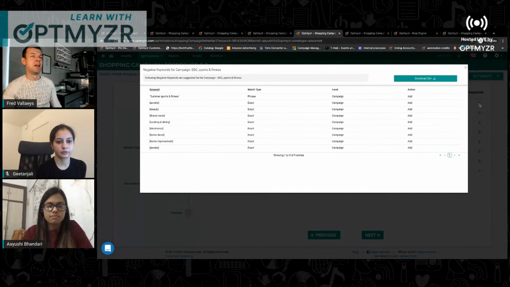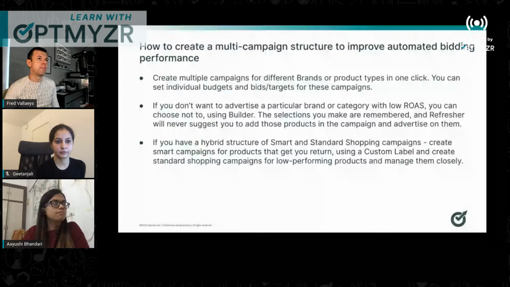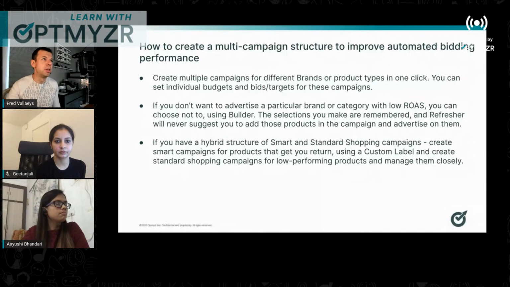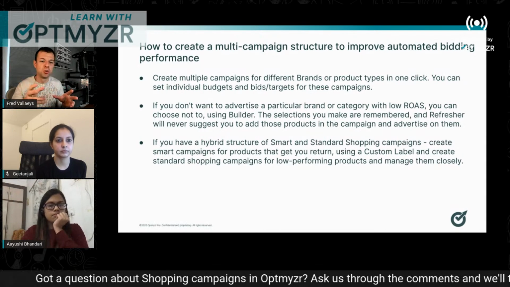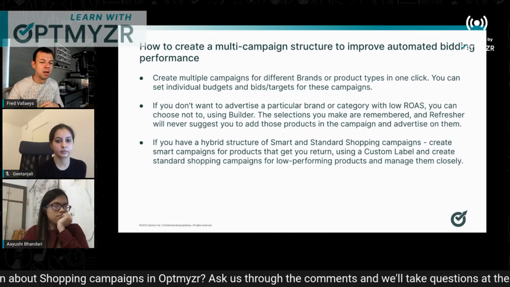Cool. Thanks for walking us through that, Aayushi. Okay, so the third one we have that we wanted to look at is how to create a multi-campaign structure. Okay, so right now we've covered how you build that double, triple campaign structure, really for the purpose of driving different types of searches to the right campaign.